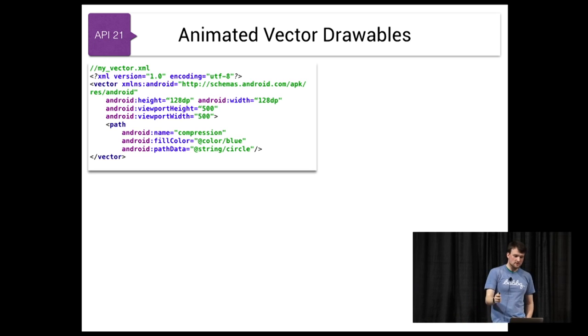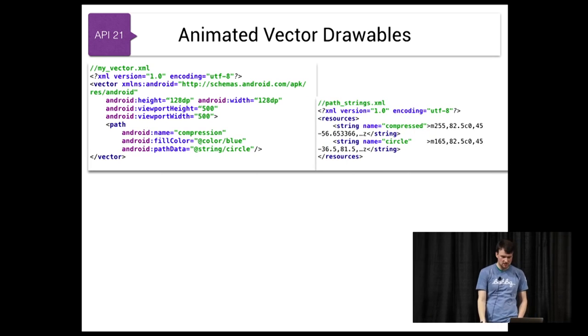In our case, this vector is going to have a path. That path is going to have its name, its fill color, and its path data. In this case, it's string/circle. What is string/circle? It's this giant SVG file. Well, in our case, it's not actually very big, but you can get these pretty large. So in our case, it's just an SVG file. So yep, there it is. There's that circle.